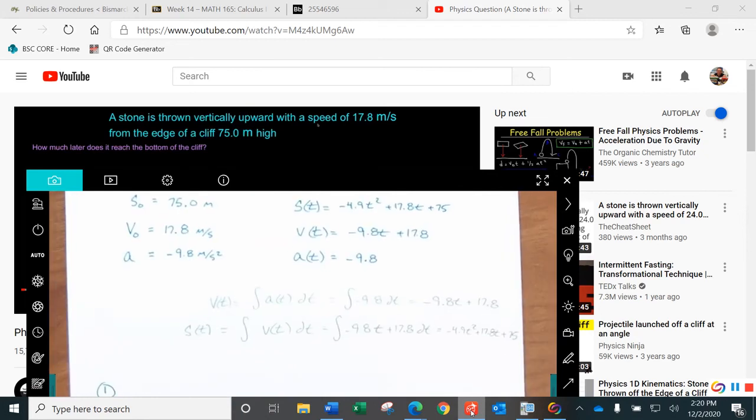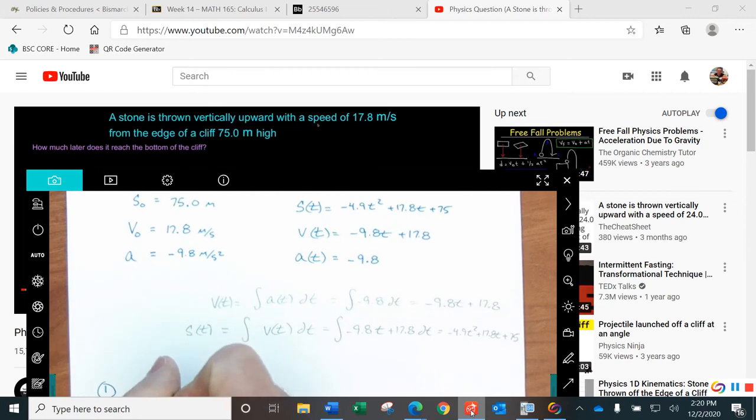There we go. A little issue with zoom there.